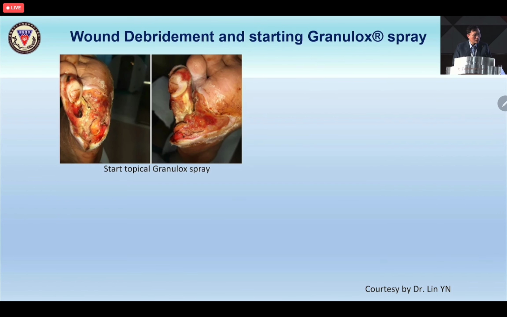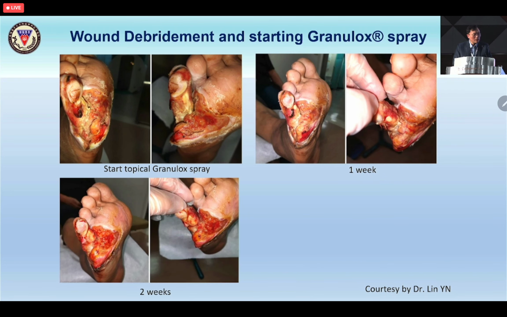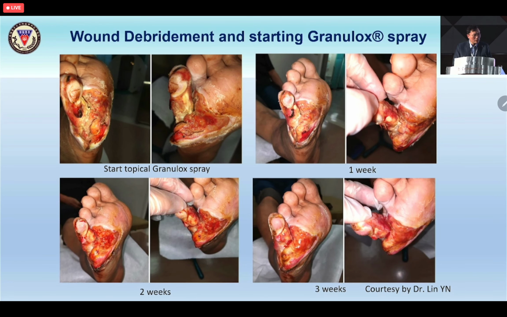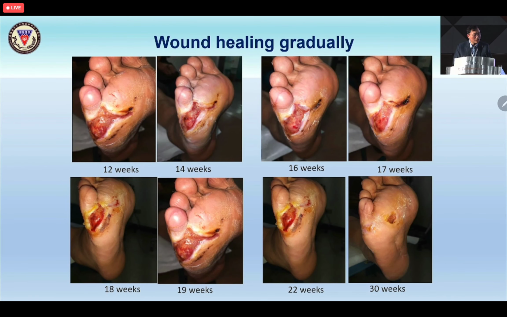And the other case is severe in the plantar area, and infection control first. We start to use the Granulox spray in the surrounding tissue area. And then finally, you can look at some granulation tissue starting to grow in. And then we also combine the alginate collagen together. Then the patient receives the skin graft, and then heals gradually, and after more than 8 to 10 months, it completes here.